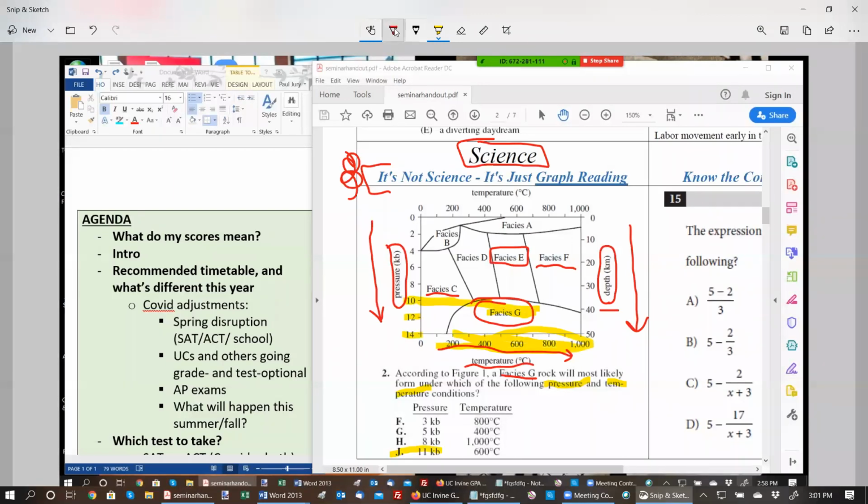That's all you have to do. But what's a facies? Who cares what a facies is? It is irrelevant. It does not matter what that is. All you have to do is point at the funny looking thing and circle the number or the word or the answer that is by it. So understanding that about the science makes it way easier.